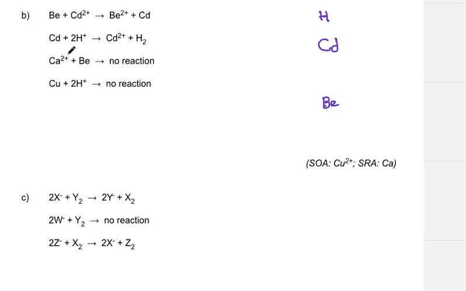Calcium tries to take electrons from beryllium and can't do it. Calcium loses to beryllium. It's lower yet.